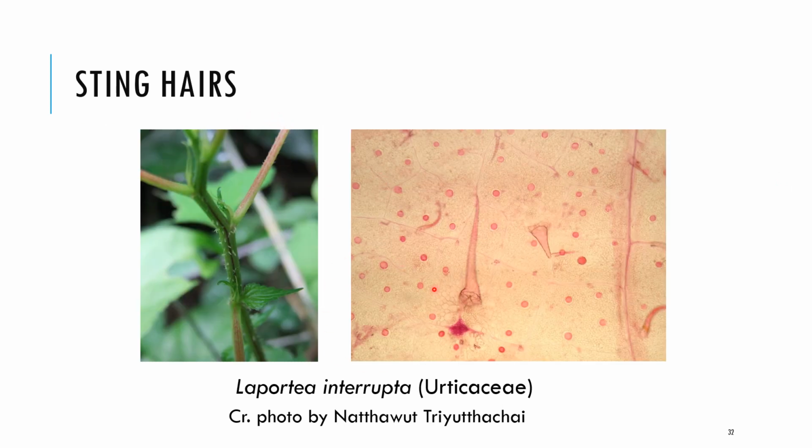I show you the leaf surface with a sting hair of Laportea interrupta. This plant is harvested from the wild for traditional medical use. The plant has a stinging hair, particularly toward the top.